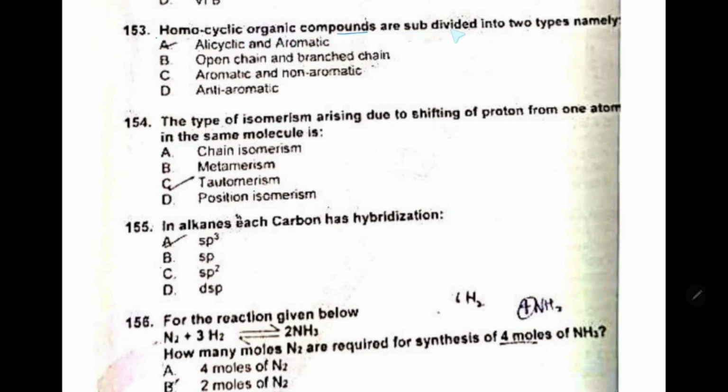Homocyclic organic compounds are subdivided into two types, namely alicyclic and aromatic. This is choice A. The type of isomerism arising due to shifting of a proton from one atom in the same molecule is tautomerism, and the two isomers are at dynamic equilibrium. This is choice C. In alkanes, each carbon has which hybridization? In alkanes, carbons are singly covalent bonded, and every carbon forms four single covalent bonds, so they are sp3 hybrid.